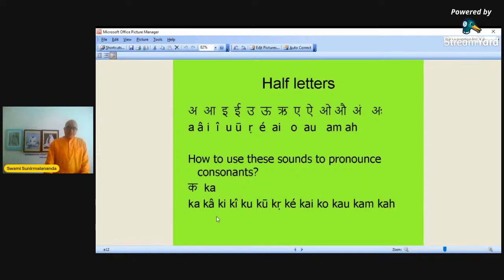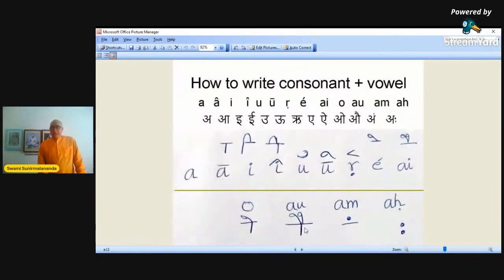All the consonants should be repeated in this way. Ga, ga, ga, gi, gu, gr, ge, gai, go, gau, gum, gaha. In this way, just keep on adding the consonant and then add the vowels. And you have consonants plus vowels. But how to write the consonant plus the vowel?